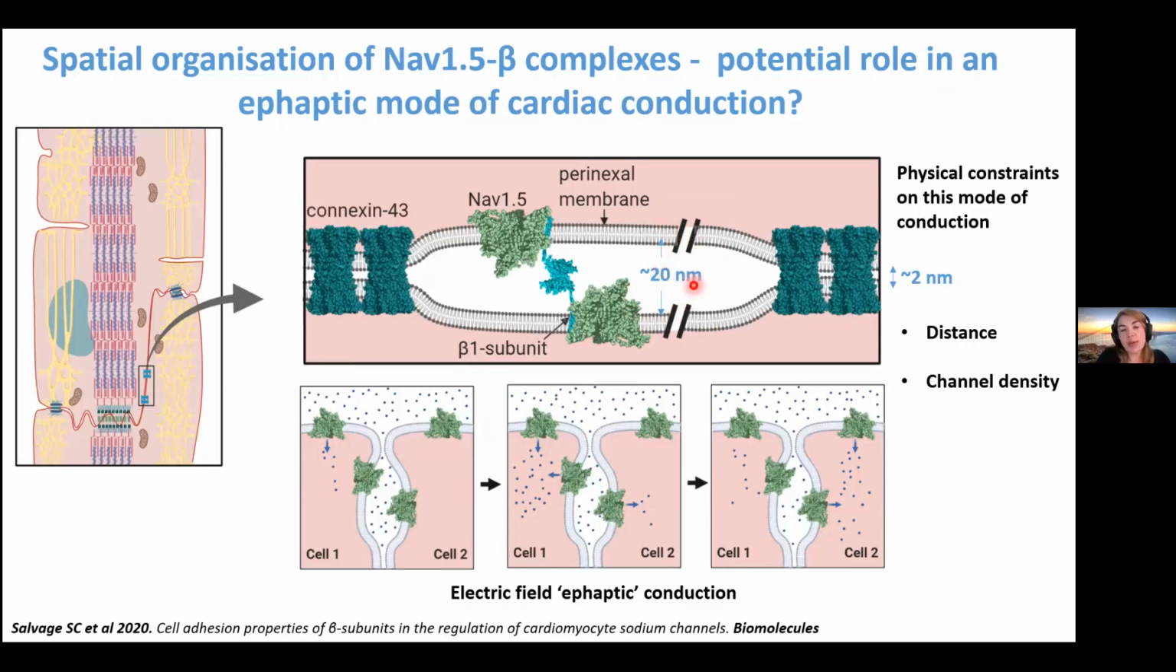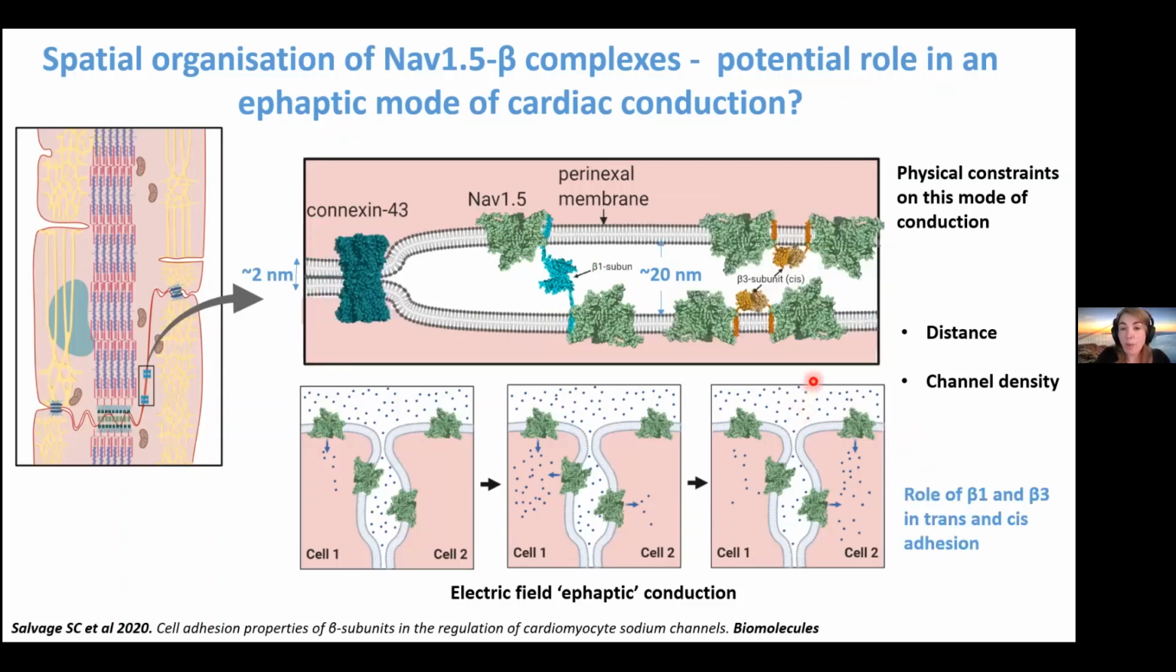So quite interestingly, when a couple of years ago, a group looked at the role of the beta 1 subunit and found that NaV 1.5 bound to beta 1 was able to form these trans cell adhesions, which actually facilitate this approximately 20 nanometer gap, was really quite fascinating. And when you take this together with the data I've shown you today, that beta 3 performs these roles in cis adhesion, you can imagine these complexes sat in one cell membrane being facilitated by beta 3 interactions.